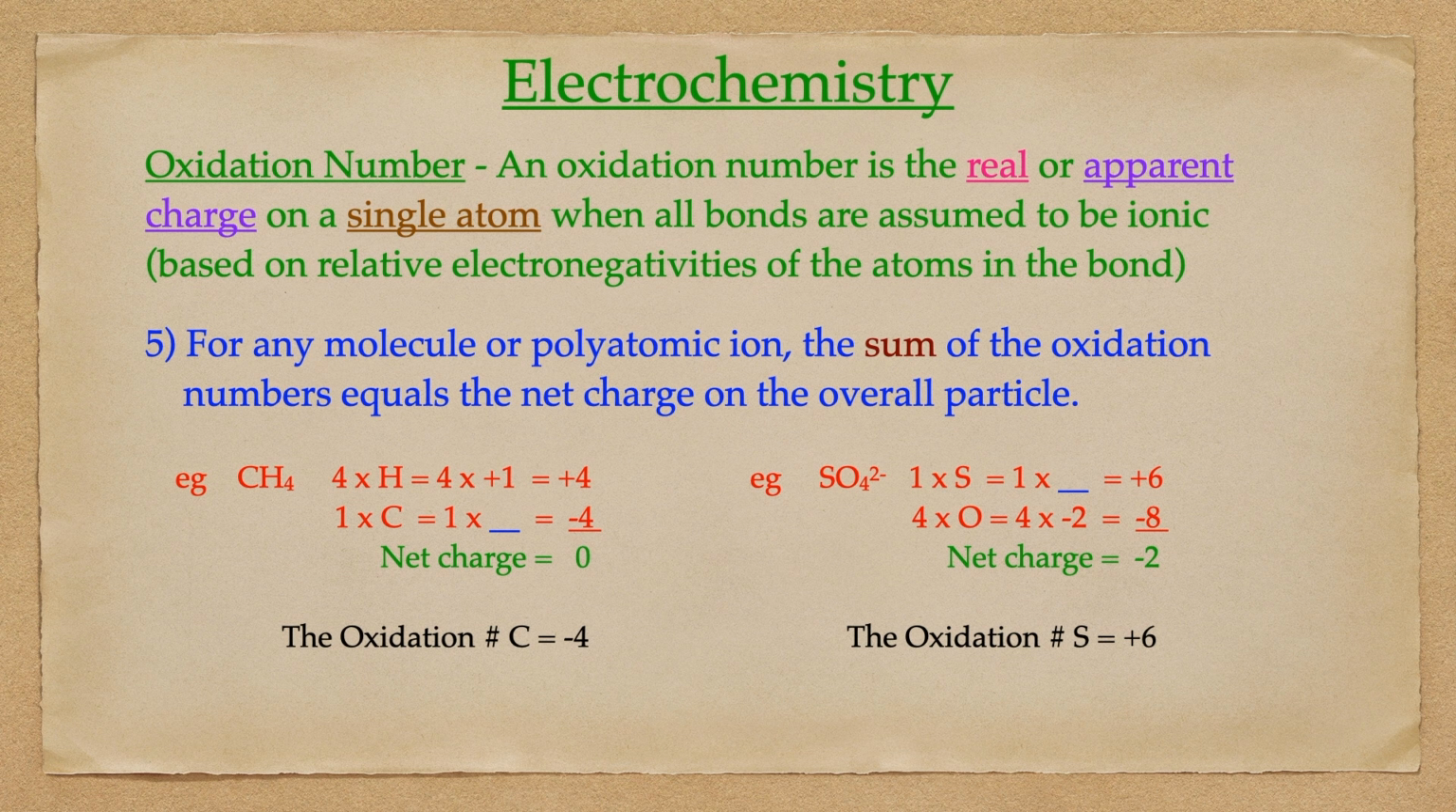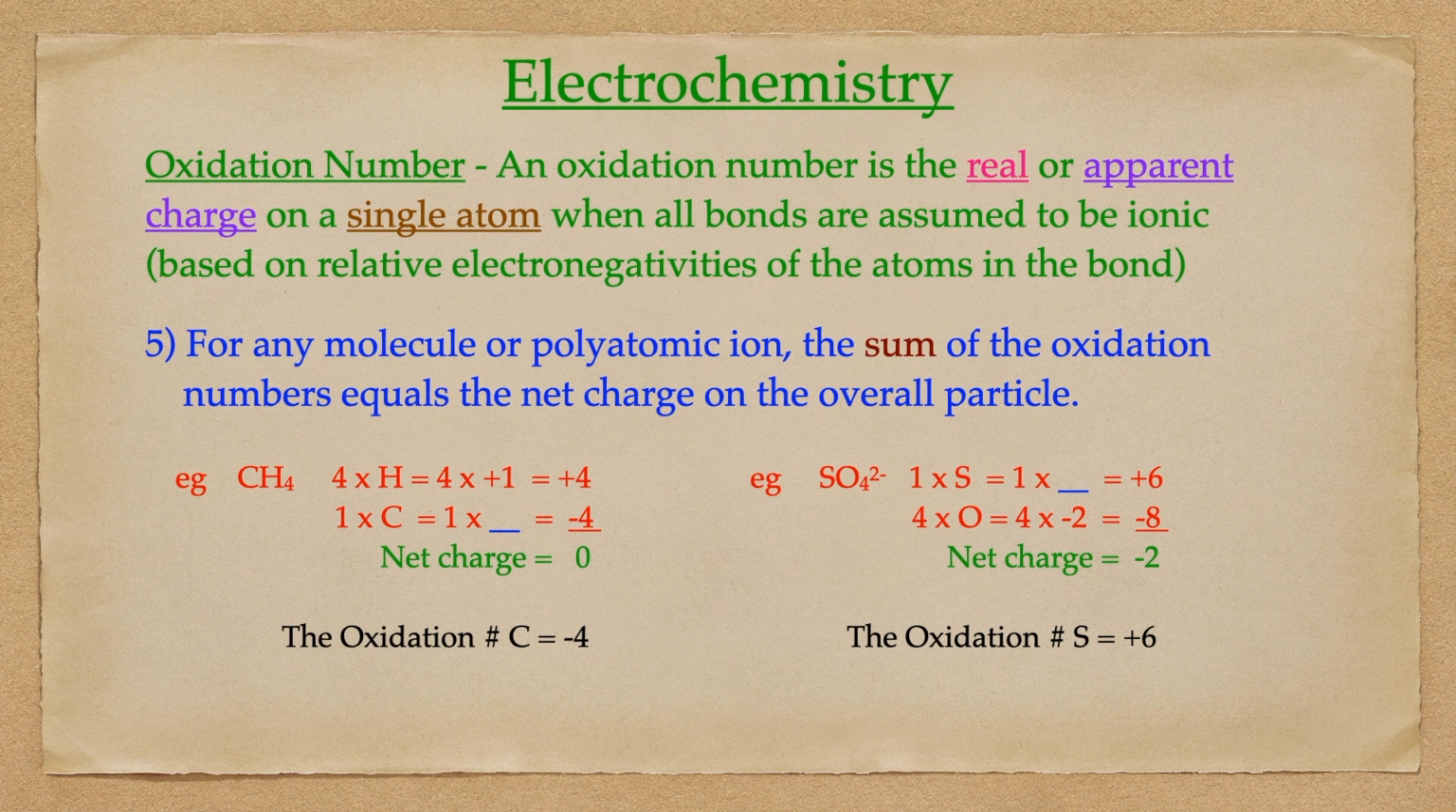In our next example, the sulfate ion, we apply the third rule: oxygen always has an oxidation number of minus 2. There are 4 oxygens. That contributes negative 8 to the overall structure. The overall structure, sulfate, has a net charge of negative 2. Since the oxygens contribute negative 8, the sulfur therefore must have an oxidation number of positive 6. The sum of the oxidation numbers equals the net charge of the overall particle.